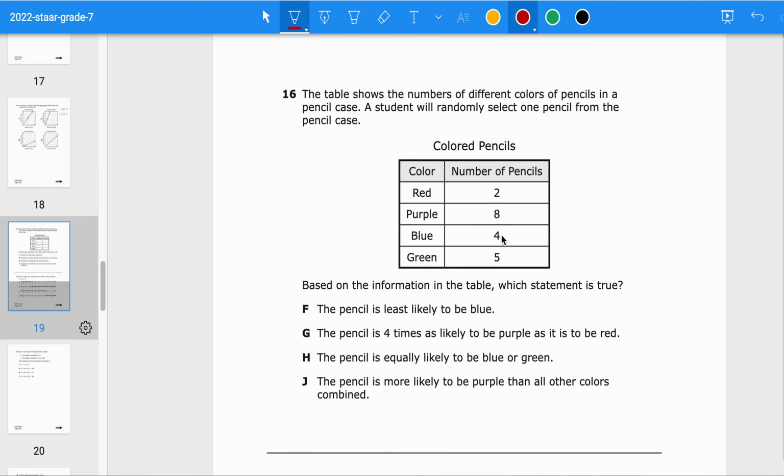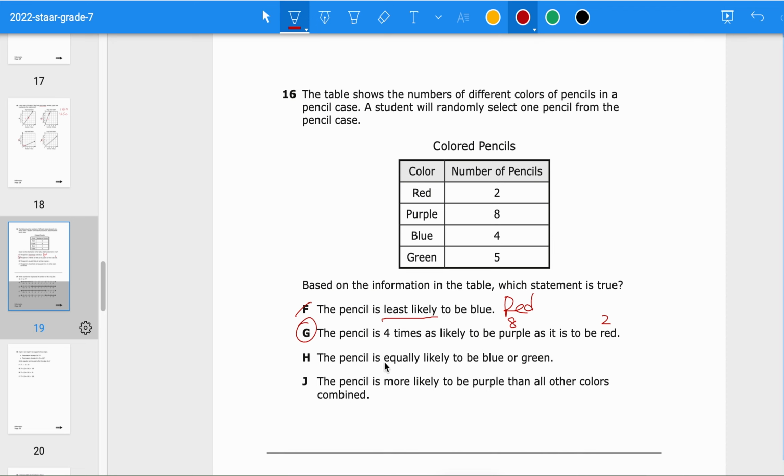Number 16. We have all these 4 colors of pencils. And based on the information in the table, which statement is true? The pencil is least likely to be blue. Well, least likely means the minimum, and we know the minimum here is red, not blue. So F is out. The pencil is 4 times as likely to be purple as it is to be red. So how many in purple? 8. How many in red? 2. So it is 4 times, right?